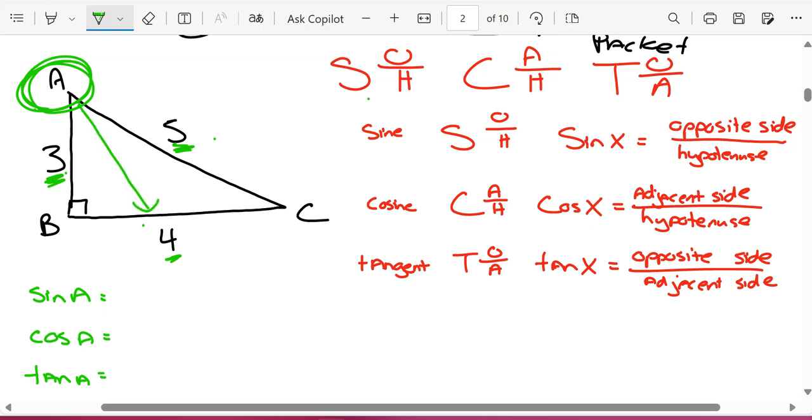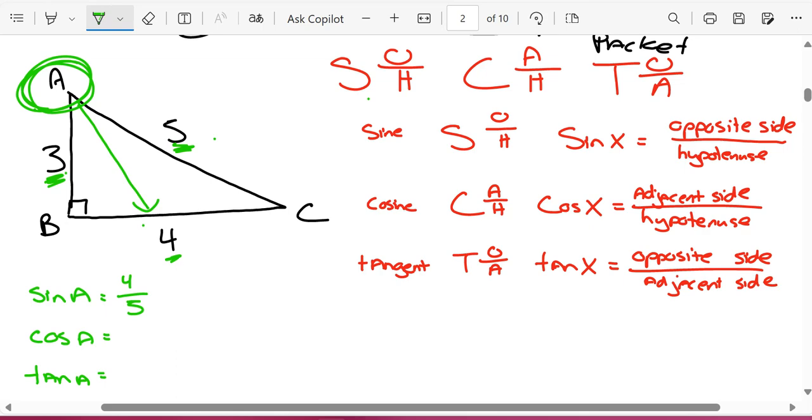It is 4. So it's going to be 4 over the hypotenuse. So the hypotenuse is this side here opposite the right angle. So our sine of angle A is 4/5. And that's all you have to do. We're just writing the ratio.